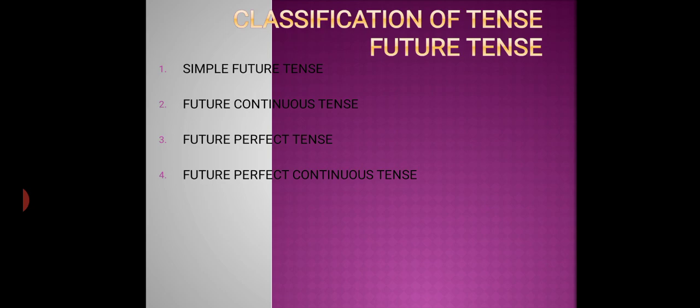Today let us see the classification of future tense. I hope you have studied and you remember the last two classes of tense, classification of present tense and classification of past tense. So let us now see the next part, that is future tense. Simple future tense, future continuous tense, future perfect tense, future perfect continuous tense.